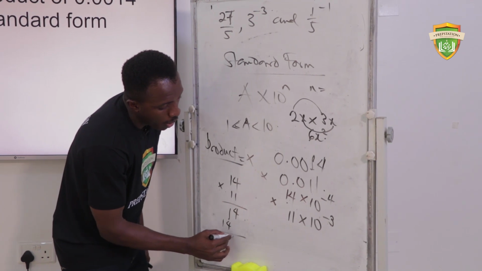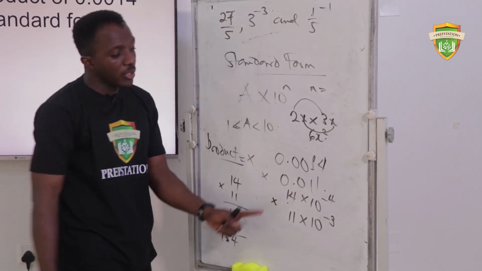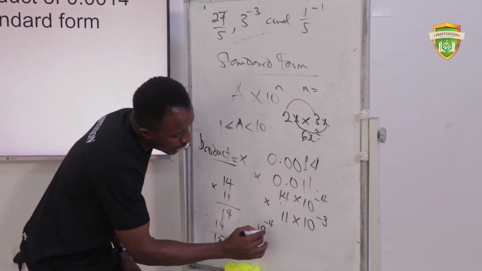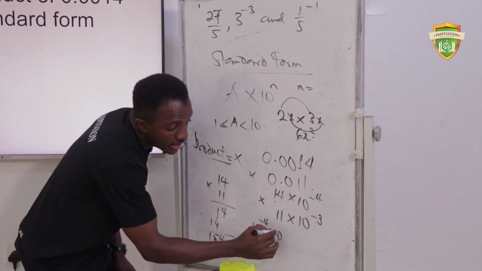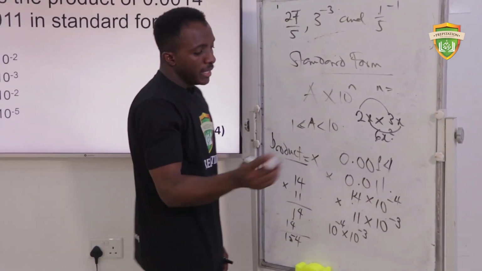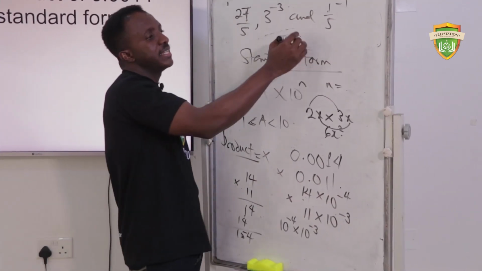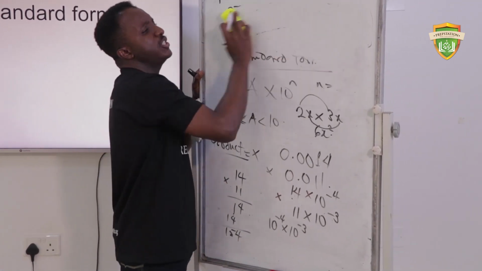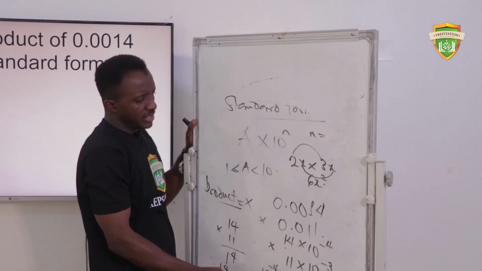So we have 1, 5, 4 when we multiply these two. Now we have to multiply 10 raised to the power minus 4 by 10 raised to the power minus 3. Now I take you back to indices. Indices actually tell us that if we have one of the laws of indices, maybe I should just remind you of some of the laws of indices.